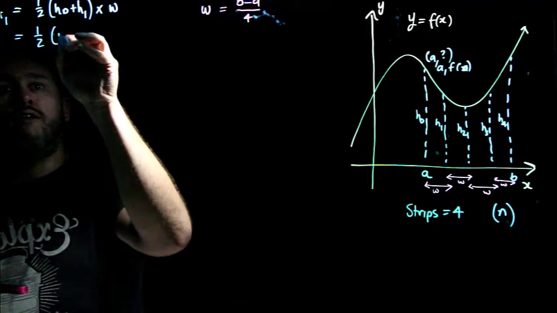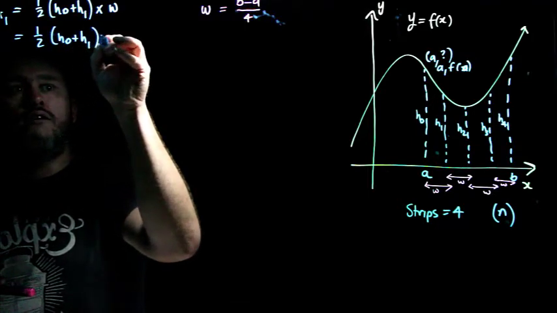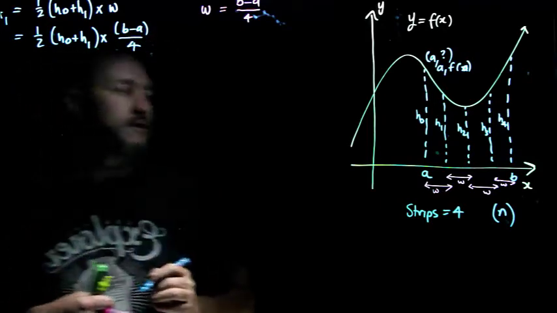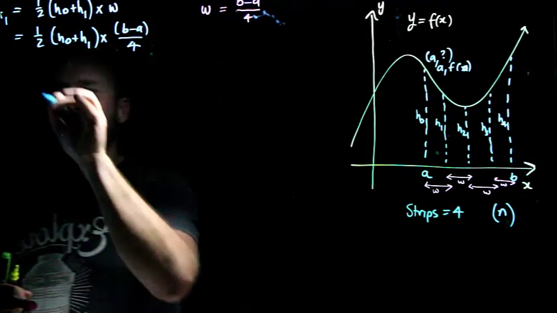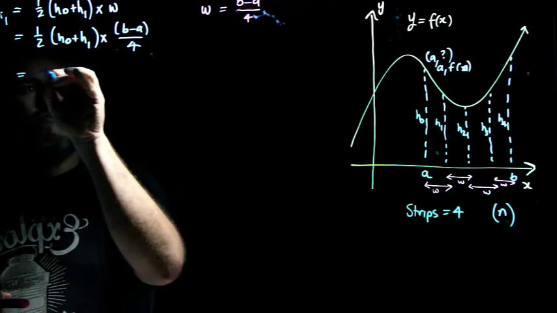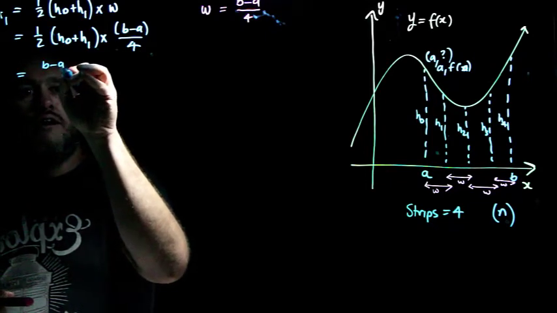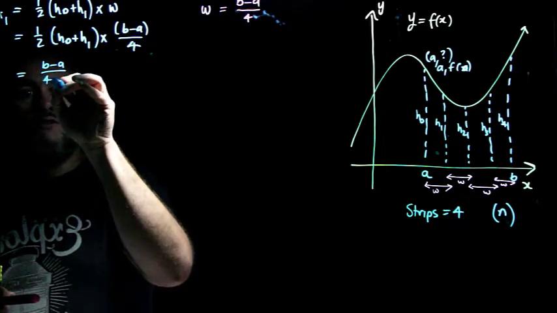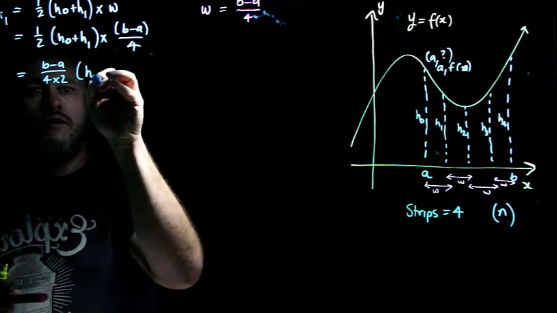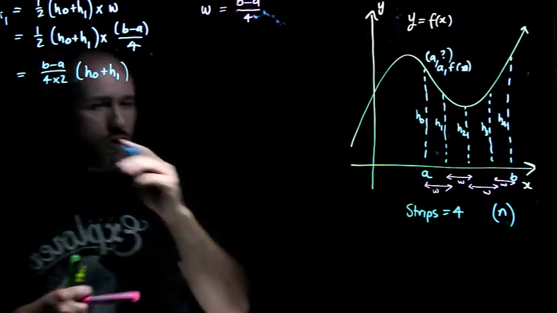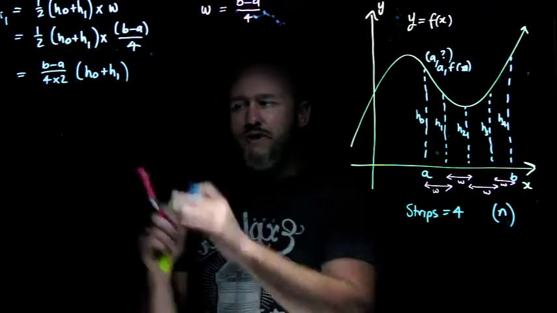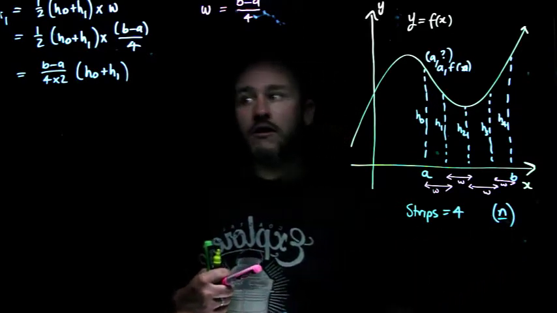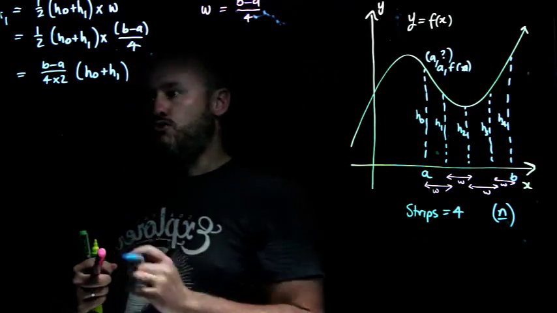A half h0 plus h1 times by b minus a over 4. So that's the first bit. Now I might write it like this. B minus a over, and this is going to seem a bit weird, but I'm doing it for a very particular reason, 4 times 2, h0 plus h1. I could write 4 times 2 as 8, but let's just leave it as 4 times 2 for now, because that will be important when we get back to this n. So that's the first one, that's area 1.